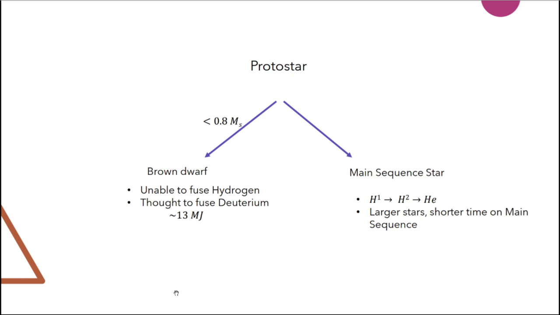Main sequence stars, as we know, follow the classic hydrogen, deuterium, helium route of fusion. The larger the star, the shorter the time it lives on the main sequence. This is because it needs to fuse faster and uses up all of the elements in the core to maintain the equilibrium of the gas forces, so it has a shorter lifespan. Next slide.